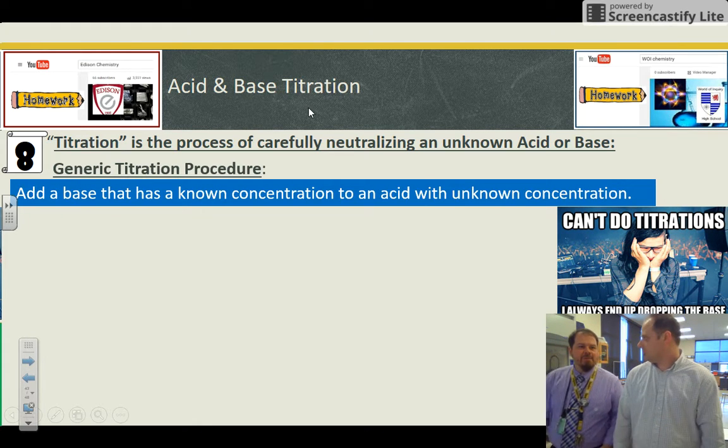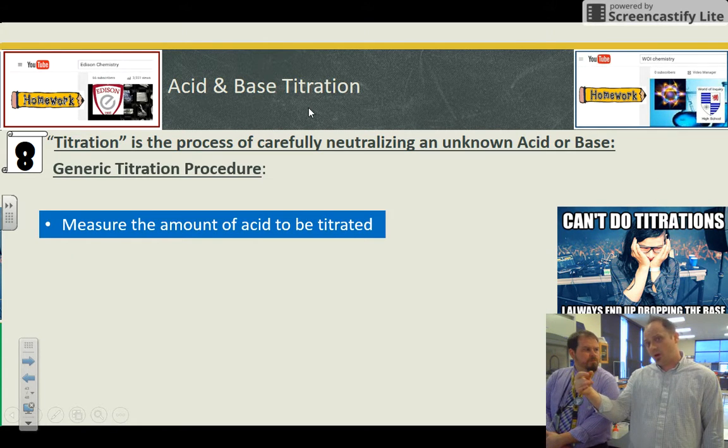So we're going to add a base that has a known concentration to an acid that doesn't have a known concentration, an unknown. That's basically what a titration is. And you want to do it carefully. So you will want to drop the base into the acid very slowly towards the end.